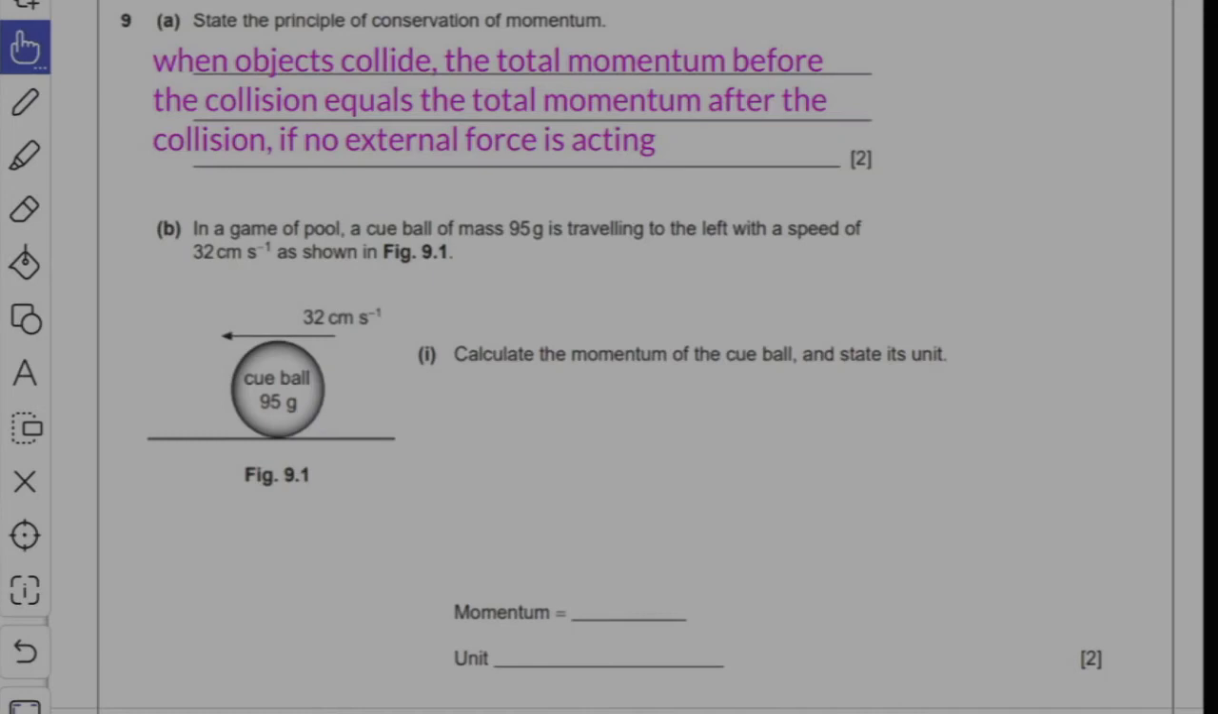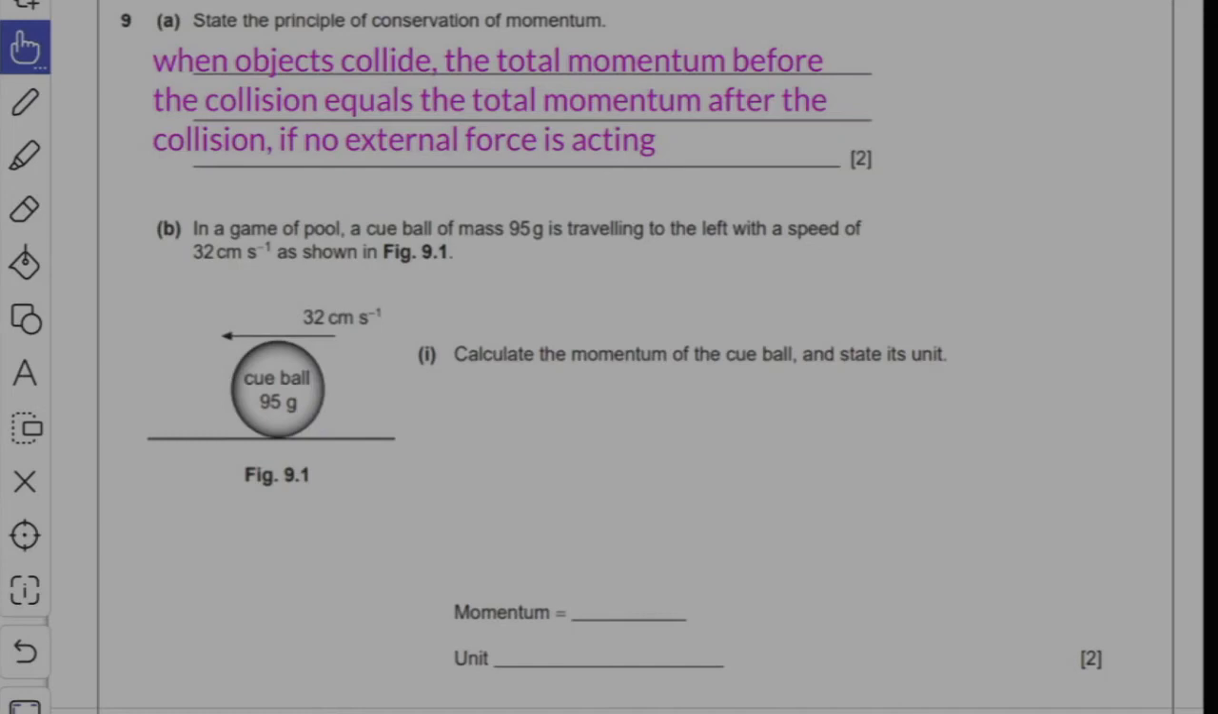In a game of pool, a cue ball has a mass of 95 grams and it's travelling to the left with a speed of 32 centimeters per second as shown. Calculate the momentum of the cue ball and state its units. So this is a straightforward plug-in to the equation. What you always get at A level if you're just plugging straight into an equation is there'll be a unit conversion.